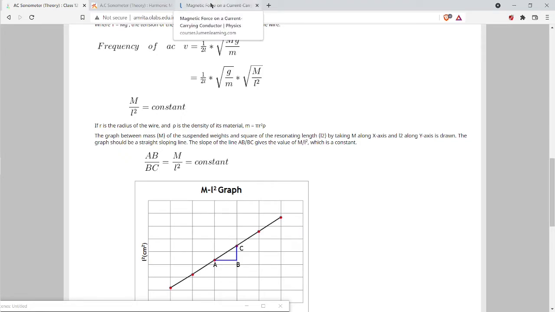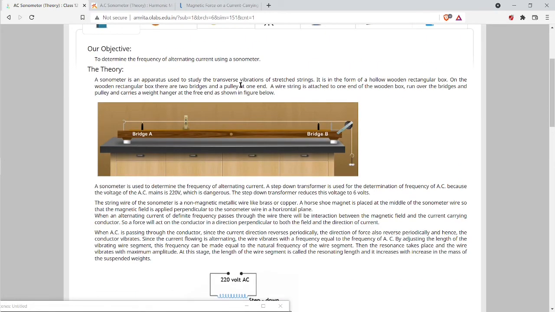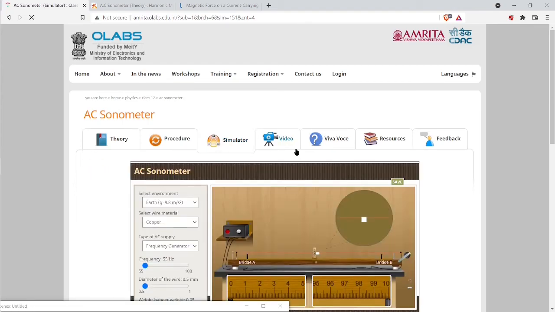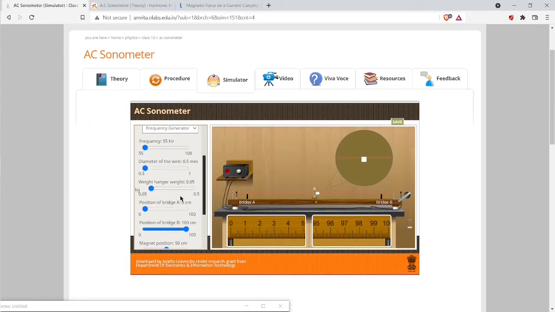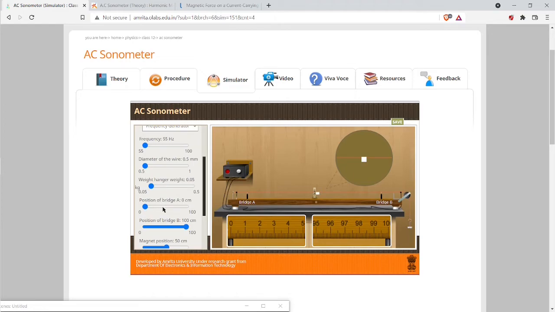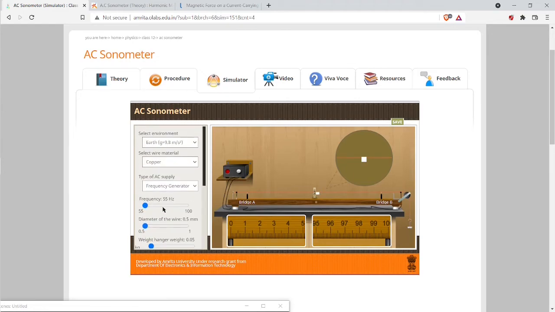We can easily find out the value of AC. Now let's go back to the simulator again. So this is all about this. This is frequency unit. Okay, this is the AC main.